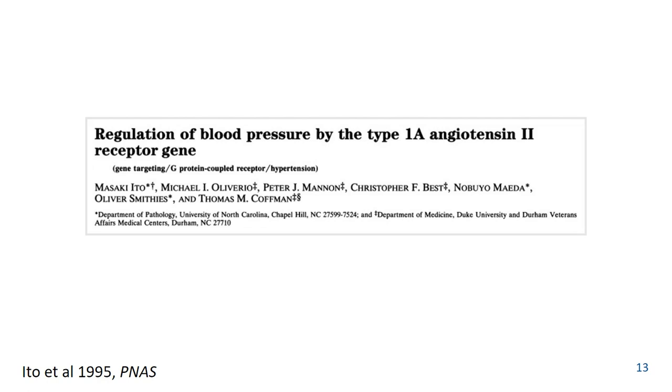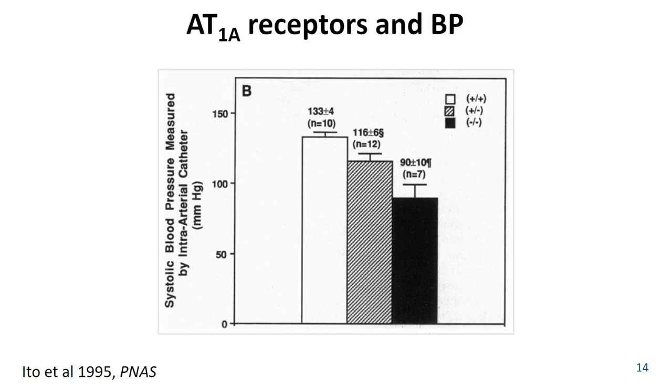The very first knockout mouse was published by my mentor, Dr. Kaufman, in 1995. If you had a global knockout mouse, you have a very large decrease in blood pressure by almost 40 millimeters of mercury. And even a heterozygous knockout mouse had a phenotype. This indicates that just in the basal state, this receptor is really important for the maintenance of just resting blood pressure.